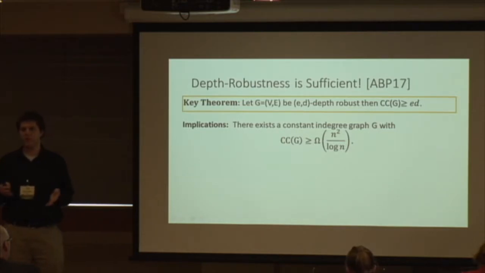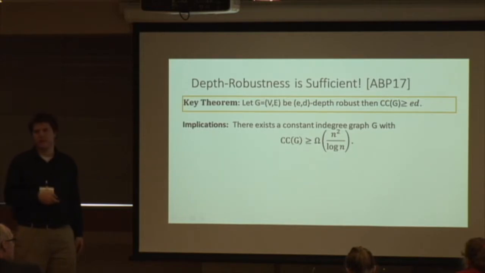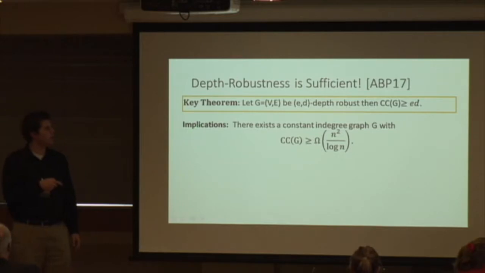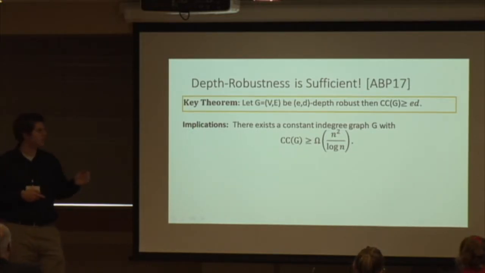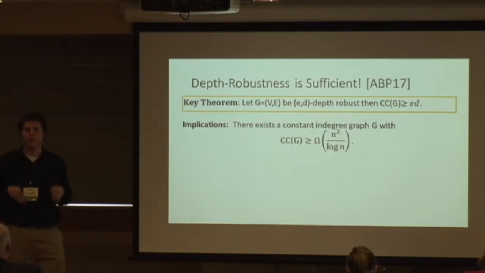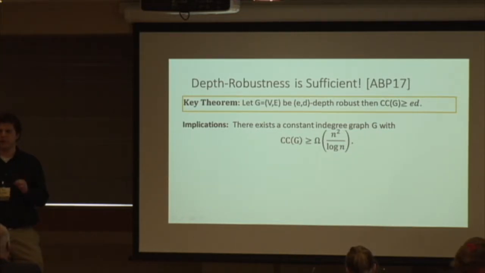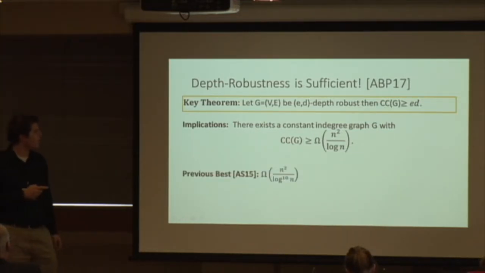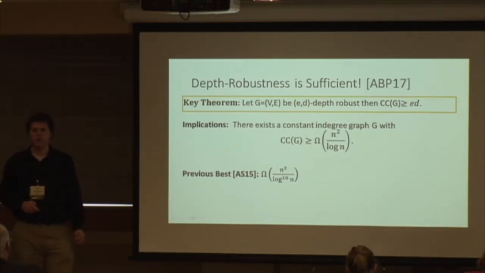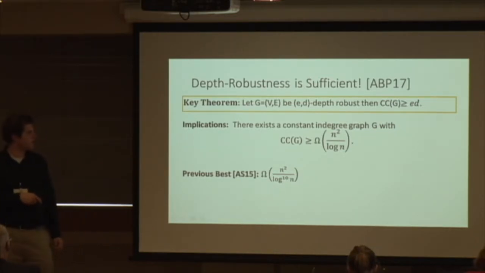So if e and d are both close to n, then the cumulative cost of your pebbling is close to n squared. In particular, this immediately implies that there exists a constant in-degree graph with cumulative cost that scales as n squared over log n. So not perfect, but pretty close to n squared. And I should note that the best previous results, due to Alwen and Serbinenko, achieved a bound of n squared over log to the 10 of n.